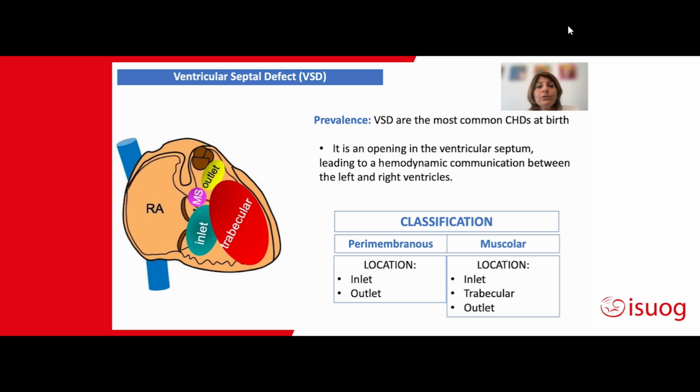Many classifications have been proposed, but the most common subdivide the VSDs in perimembranous, of the inlet and outlet portion, and muscular types. Muscular VSDs can involve the inlet, trabecular, or outlet portions, and they can be single or multiple, and they range in size from 2 millimeters to several millimeters.